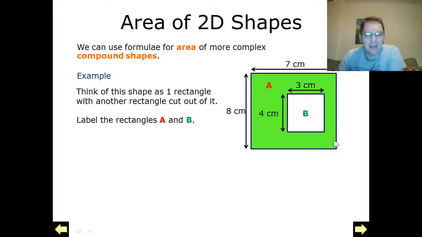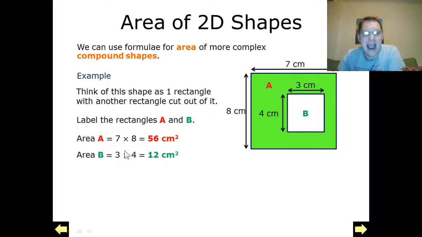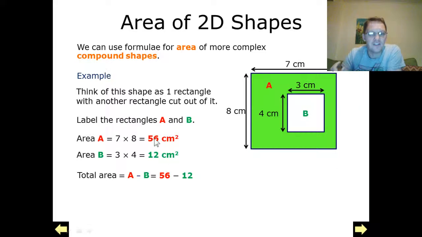So again, I've labelled them A, B. I'm going to find the area of my rectangle A. So 8 times 7 or 7 times 8, that's 56 centimetres squared because my measurements are in centimetres. Area B is 3 times 4, which is 12 centimetres squared. And then I'm going to subtract my smaller area away from the large area because that's going to give me what's left. So 56 take away 12, that gives me 44 centimetres squared, and that's the area of the green part of this shape.